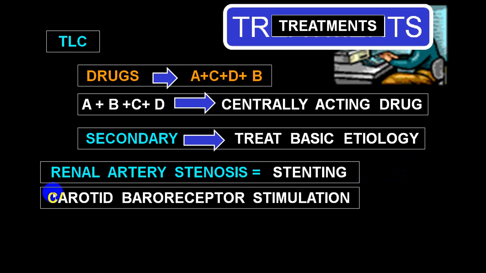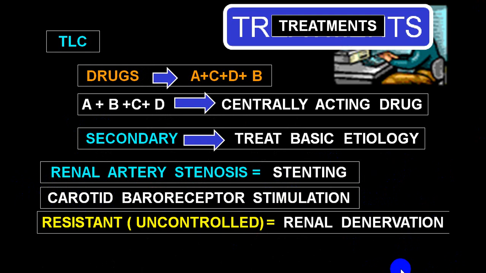In certain cases, you can have carotid baroreceptor stimulation; there is an instrument called a carotid baroreceptor stimulator. In a case of resistant or uncontrolled hypertension, you can go for renal denervation. This is somewhat like a pacemaker, and it stimulates the carotid baroreceptors. It is like a deep brain stimulator.